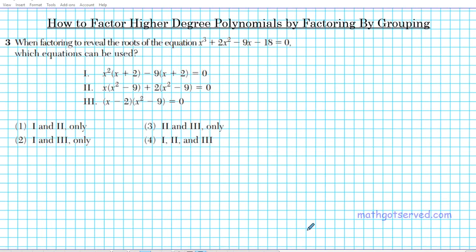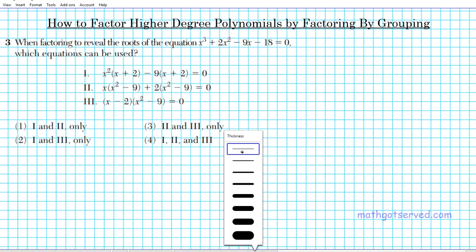Question 3 is assessing your ability to factor higher degree polynomials using the factoring by grouping method. Question 3 reads, when factoring to reveal the roots of the equation x to the third plus 2x squared minus 9x minus 18 equals 0, which equation can be used?